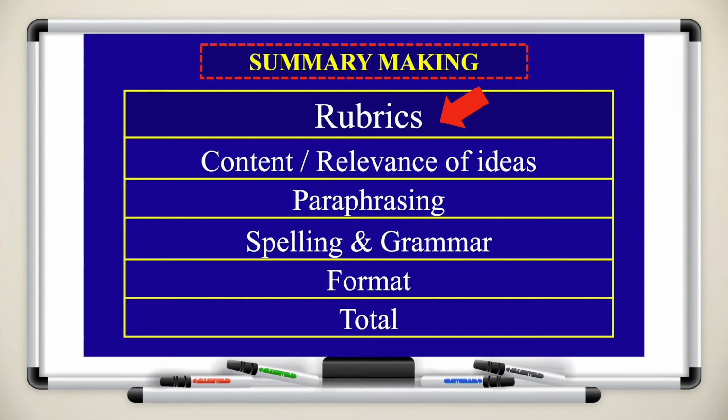These are the things that you need to pay attention to in order to get the best summary possible. First of all, we have the content and relevance of ideas. That means that your ideas in the summary are related to the question and the text. We have paraphrasing. You write the answers or the summary in your own words. Spelling and grammar. Make sure these are good so you don't lose any marks over them. The last one here is the format. Like we told you previously, don't write in points, write your summary in a paragraph format. And all of this will give you the total for the summary making.